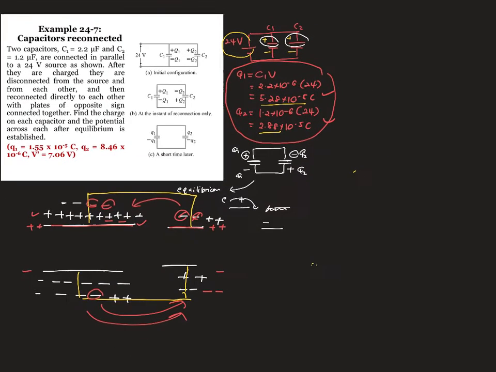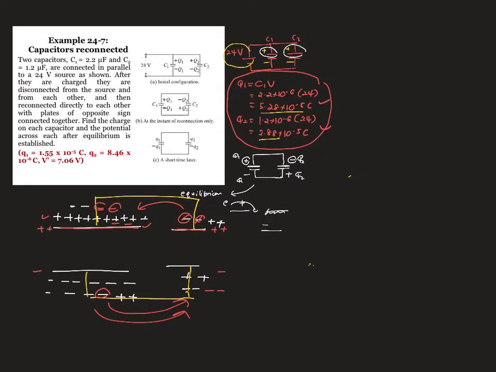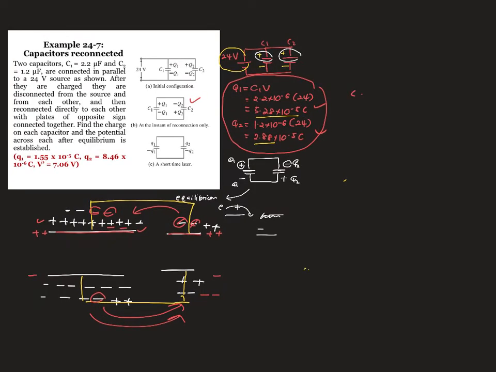To solve this question, you are going to use the formula of conservation of charge. Conservation of charge means that charge cannot be created or destroyed, but can be transferred between the capacitors. Once you reconnect like this, the original charges are 5.28 and 2.88. You need to find the net charge before and the net charge after it reaches equilibrium.